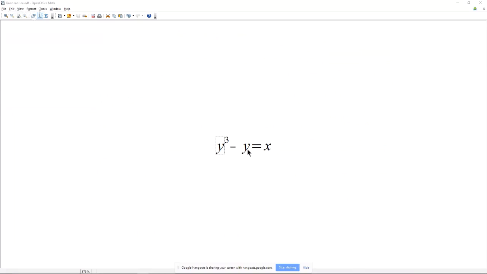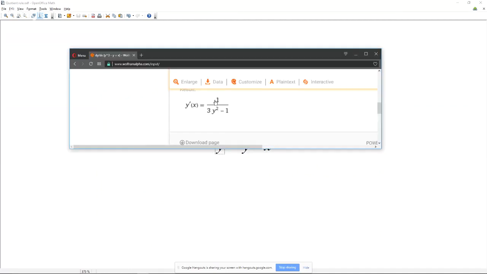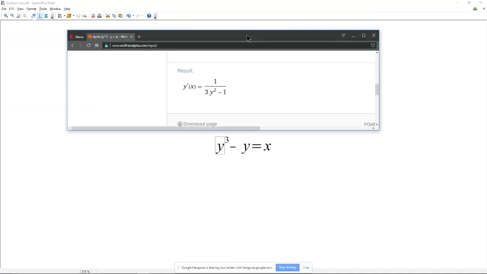And then all you do is move this to the other side of the equation, because you have dy/dx with respect to x equal to 1. So I end up with 3y squared minus 1 equals 1. I move this to the other side and get y prime equals 1 over 3y squared minus 1. So it's a lot easier to do implicit differentiation than to express it explicitly in terms of y.